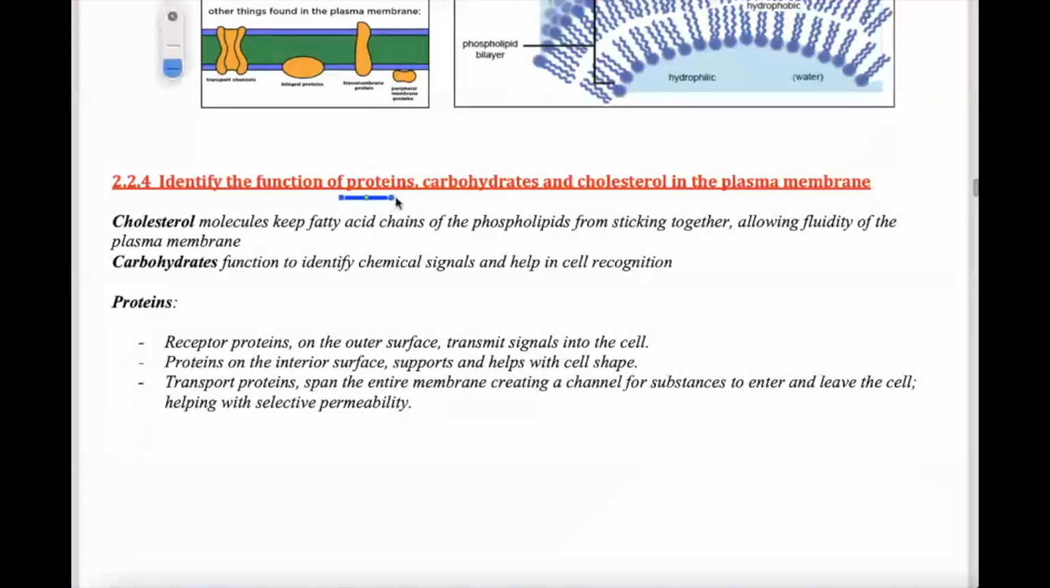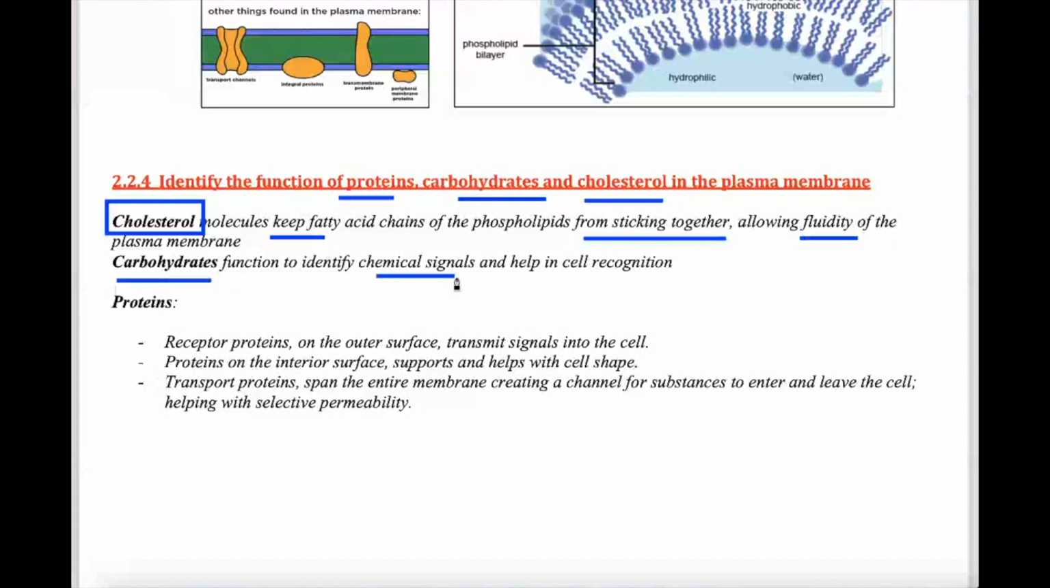Identify the functions of the proteins, carbohydrates, and cholesterol in the plasma membrane. So first of all, cholesterol. Cholesterol keeps the molecules moving, so it maintains the fluidity. It keeps the fatty acid chains from sticking together and allows the fluidity of the plasma membrane. Carbohydrates are for chemical signals and cell recognition. So this is the property of the carbohydrates.